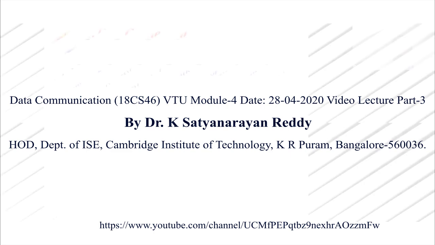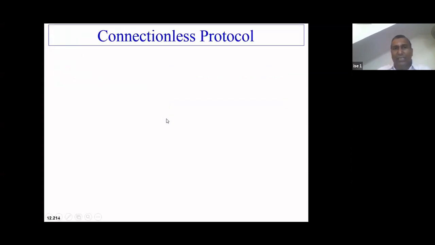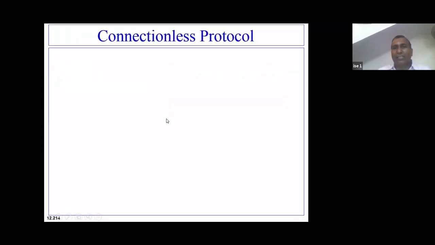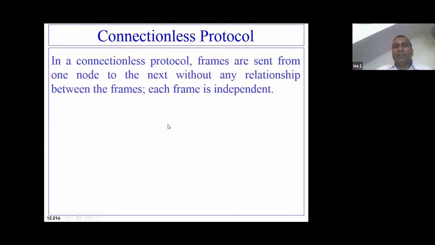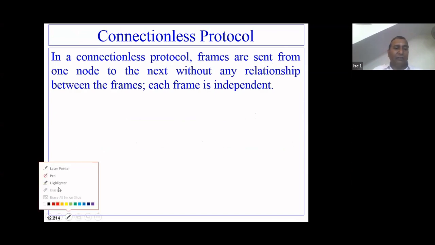The PLC protocol has two mechanisms. It can be called either connectionless or connection oriented. So let us see the scenario when it is called connectionless and when it is called connection oriented. Connectionless is nothing but frames being sent from the sending end to the receiving end, and these frames will not follow any order.